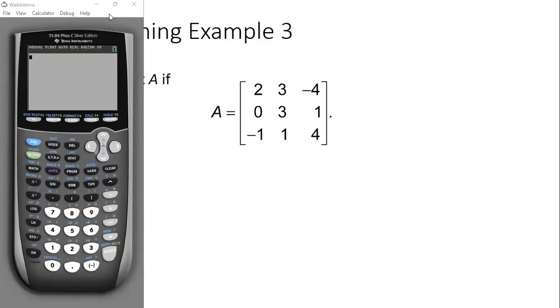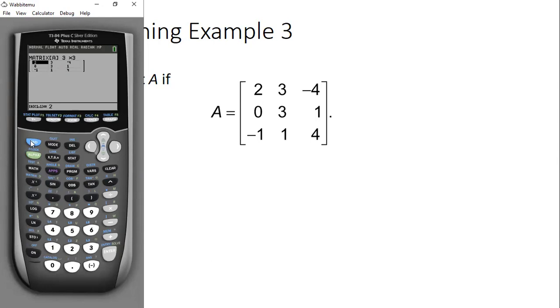So here we go. We're going to find the determinant of this 3 by 3. So I'm going to go to second, click on there. I'm going to input my matrix. I have a 3 by 3, and I'm going to put in 2, 3, -4, 0, 3, 1, -1, 1, and 4. So now I've created my 3 by 3.